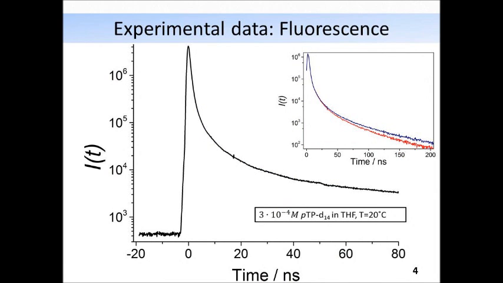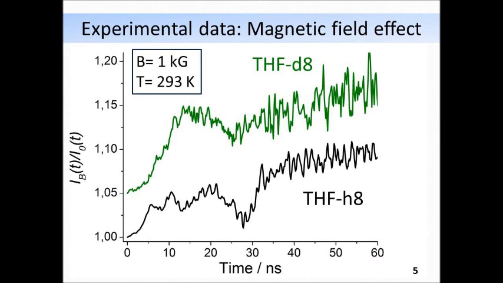We managed to register the radiation-induced recombination fluorescence of solvent molecules in liquid tetrahydrofuran. The fluorescence is quenched by an electric field, as you can see in this picture. As well, we observe magnetic field effect on fluorescence. There is a black curve. The time-resolved magnetic field effect is a ratio of kinetics of fluorescence in high magnetic field to the kinetics of fluorescence in zero magnetic field. We also observe the effect of full deuteration of tetrahydrofuran.